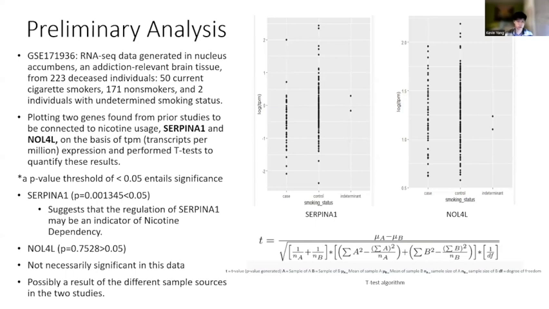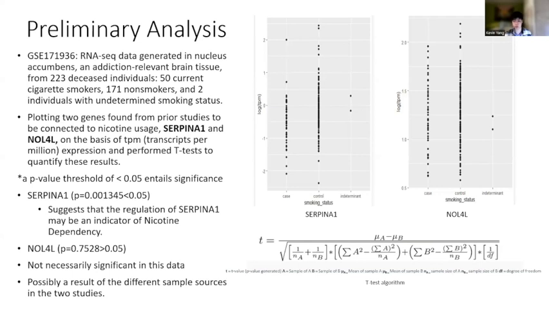And it shows that the mean value for the control of SERPINA1 is a little bit higher than the mean value for the case, which kind of shows that there is a difference between the case smoking and control non-smokers, and it might be an indicator of smoking status. However, when you look at NOL4L, there's not necessarily a significant mean difference in this data, and that can be visualized by the p-value, which is 0.727528, which is much greater than 0.05, which is usually the cutoff for significance.